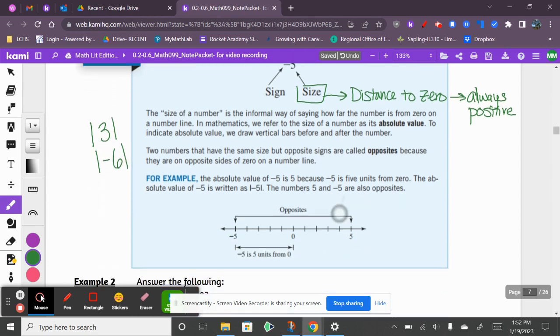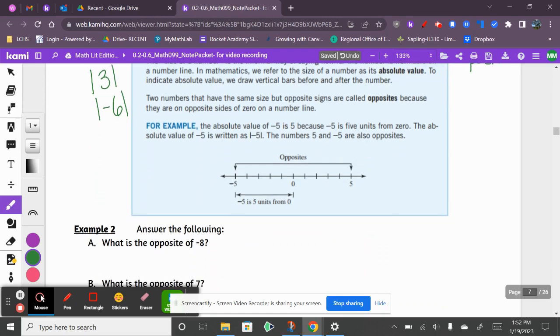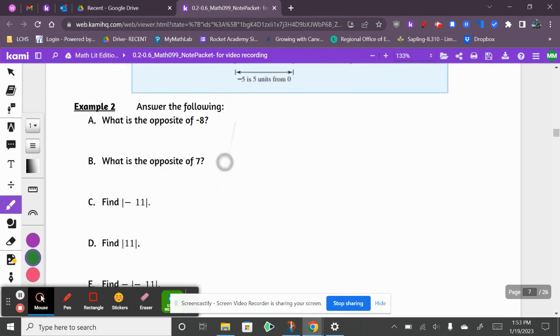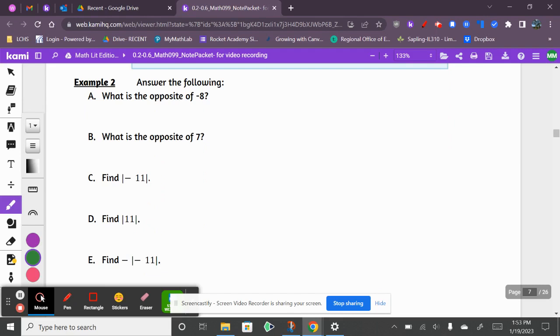Two numbers that have the same size but opposite signs are called opposites because they are on opposite sides of zero on the number line. For example, the absolute value of -5 is 5 because -5 is still 5 units from zero. The absolute value of -5 is written as this, and the numbers 5 and -5 are opposites. Okay, so when we look at example 2, the opposite of -8 would be +8, and you can write it like that, or you can write it with plus 8. So the opposite of 7 would be negative 7.